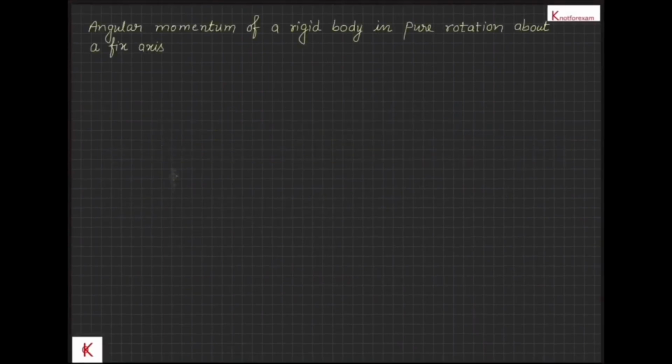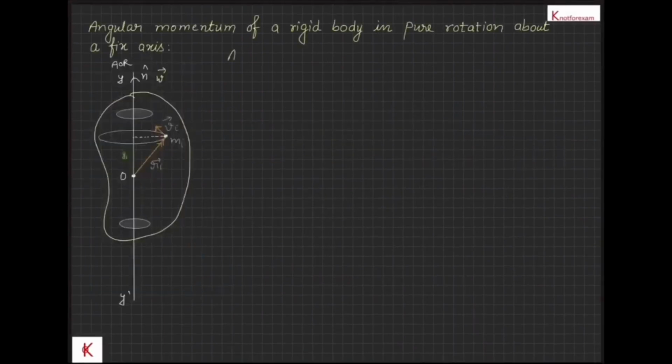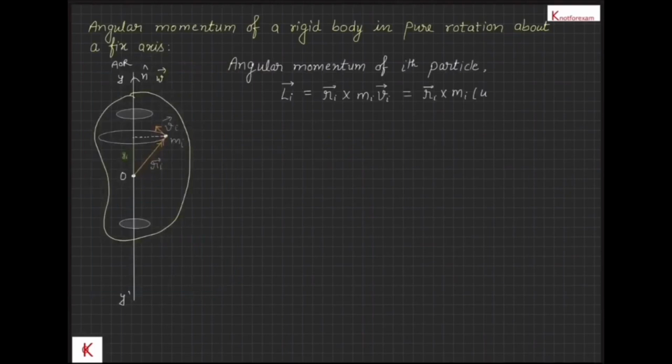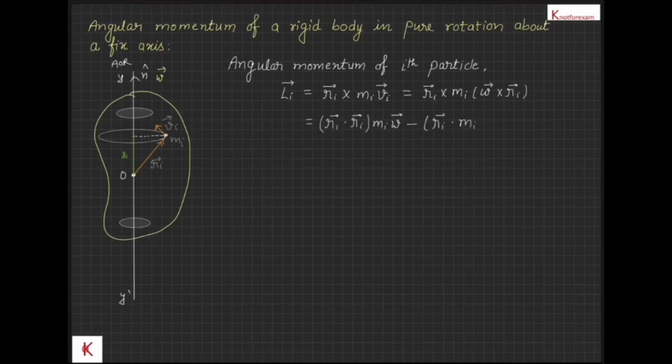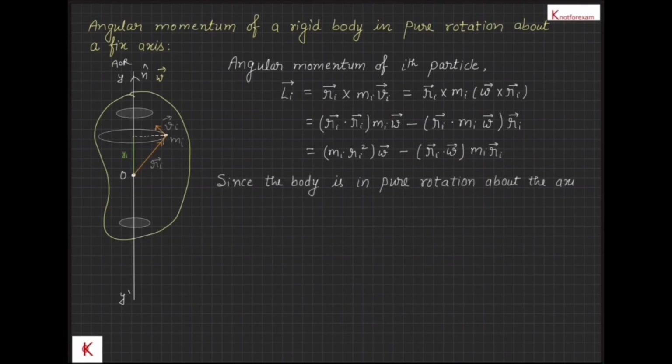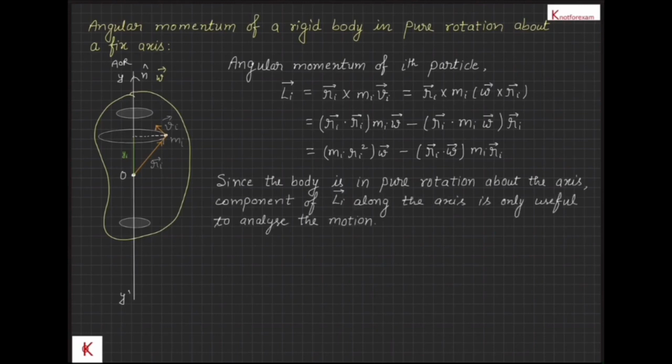As shown in the figure of a rigid body in pure rotation about a fixed axis, angular momentum of the ith particle is equal to Ri vector cross Mi Vi vector. That will be equal to Ri vector cross Mi into (omega vector cross Ri vector), where omega vector is constant for each particle. That will be equal to Mi [(Ri vector dot Ri vector) omega vector minus (Ri vector dot omega vector) Ri vector], which is Mi Ri square into omega vector minus (Ri vector dot omega vector) Mi into Ri vector. Since the body is in pure rotation about the axis, the component of Li vector along the axis is the only one useful to analyze the motion.